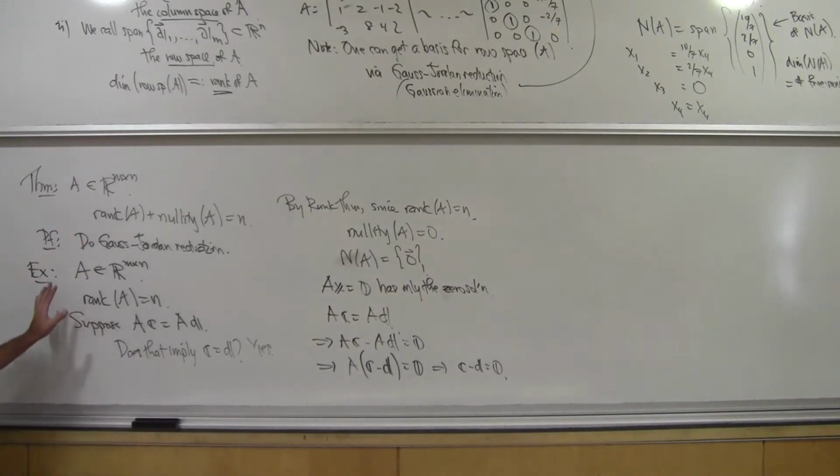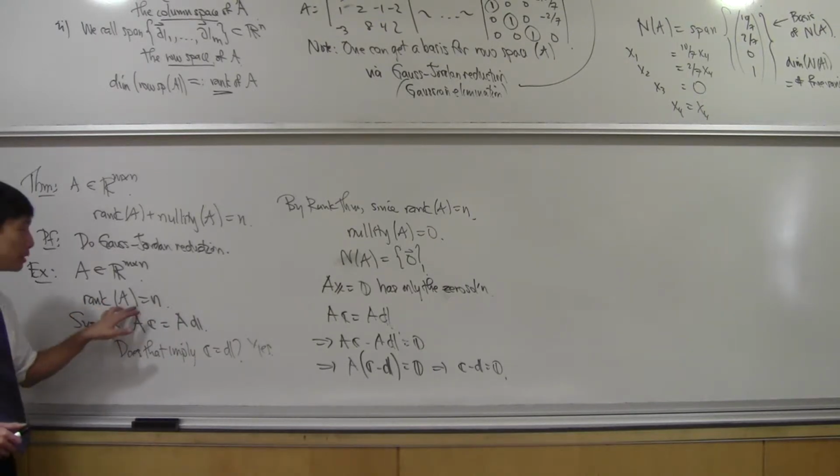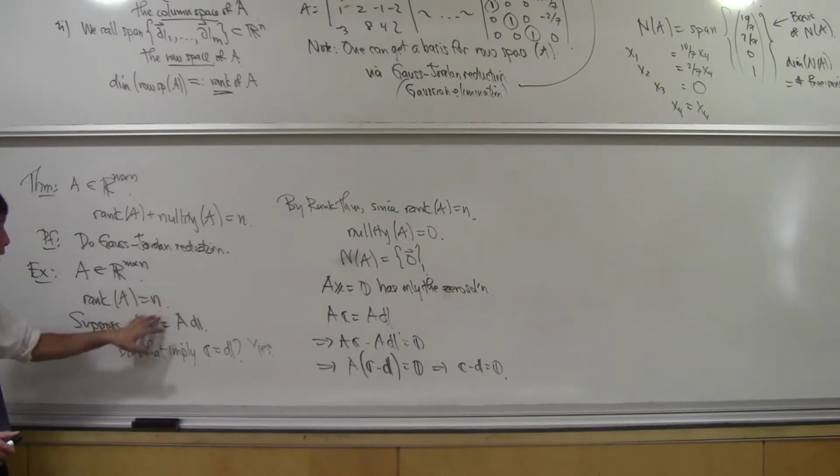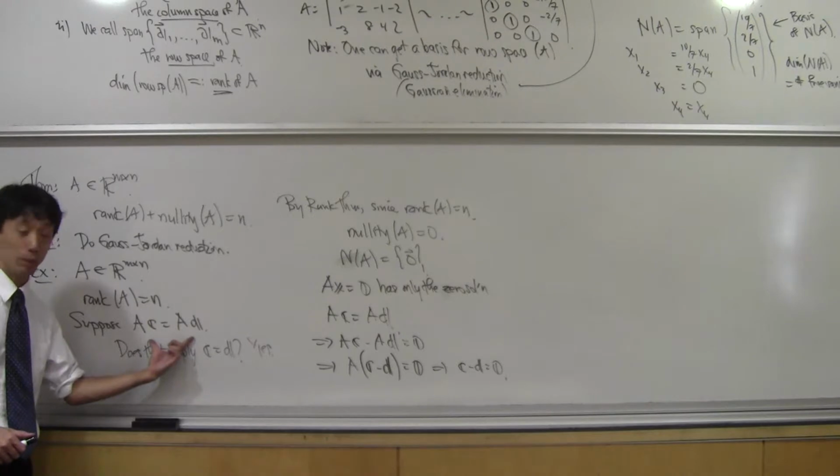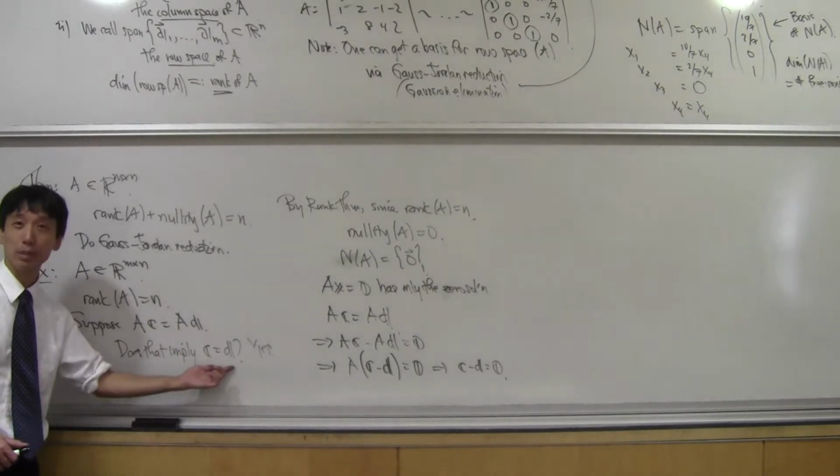Does this make sense to people? This is one problem where you can use the rank theorem in a cool way. So look, if the rank is full, if the rank is as big as possible, then AC being equal to AD implies that C equals D.